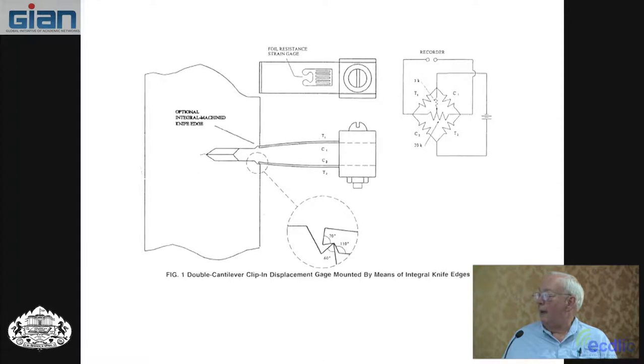You want both the load cell and the clip gauge to have a linear electrical signal with whatever you're measuring. Like here, displacement. You want to have linear displacement versus electrical signal. These gauges can do that. If it's not linear, it makes calibration harder. So usually they're set up to have a linear relationship between the two. And that's the normal clip gauge.